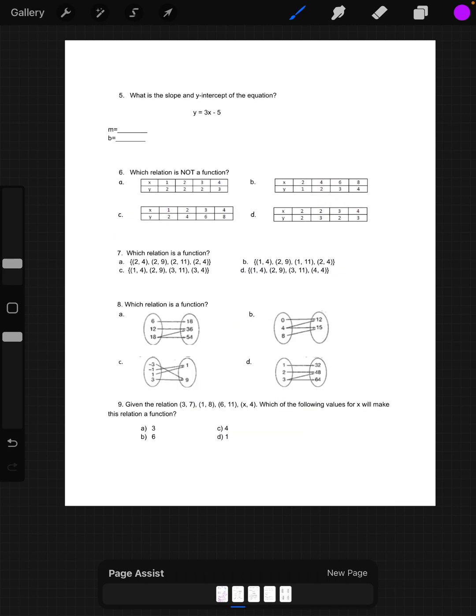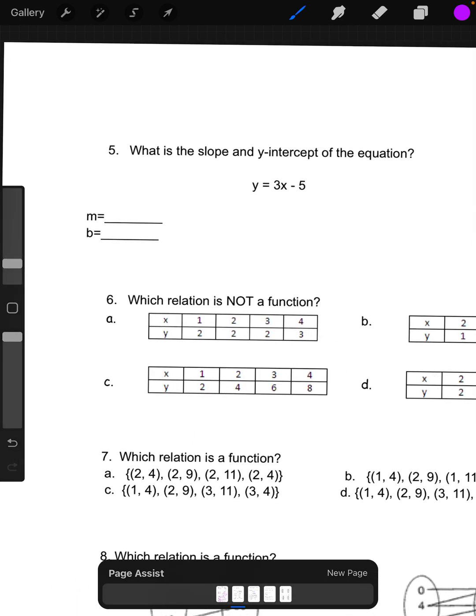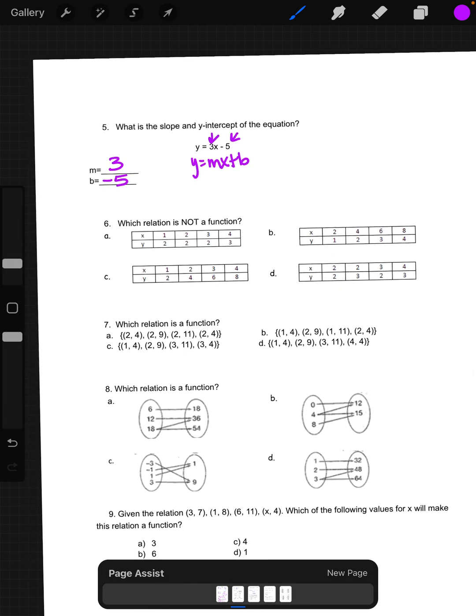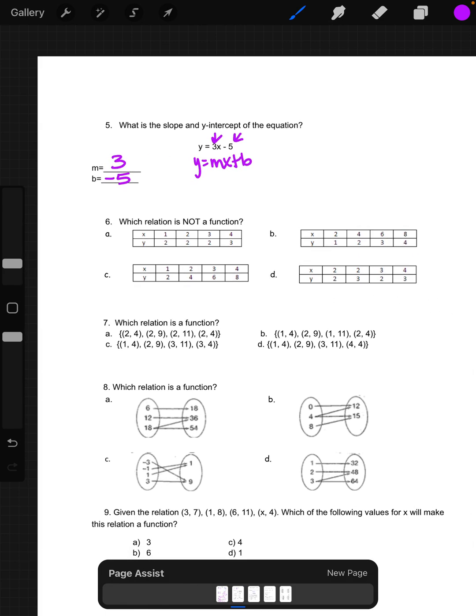Obviously, you can pause this and look at it as long as you'd like. All right, this just says, what is the slope and y-intercept of this equation? So they're just asking you, do you know what this slope is? And I know that y equals mx plus b. So I know that 3 is my m. That's my slope. And -5, not just 5, is my b. And that's all you have to do for number 5. They're just asking you to pick out the pieces of the slope-intercept form.